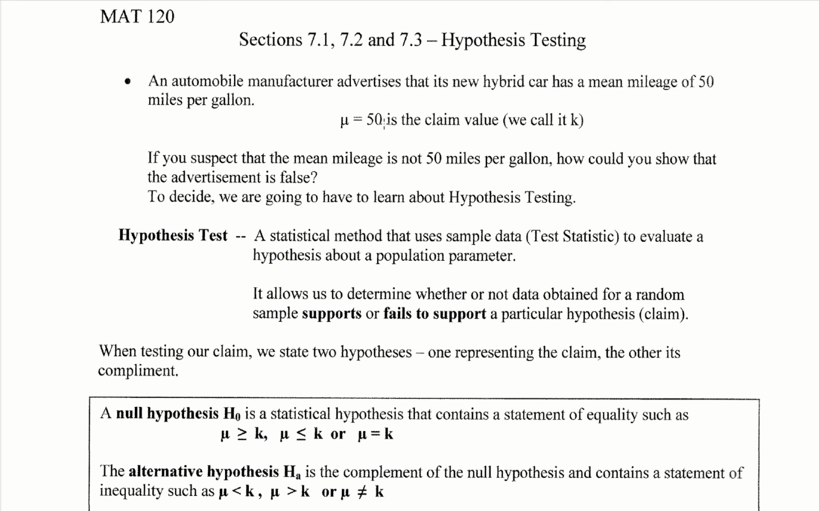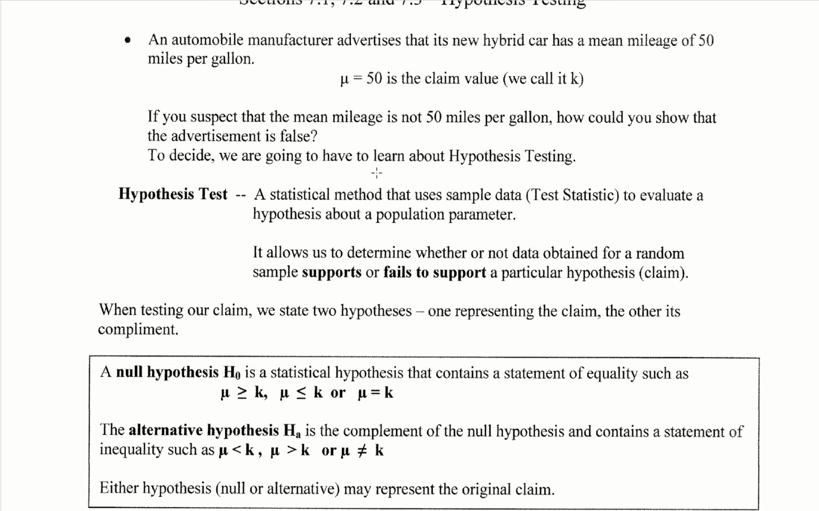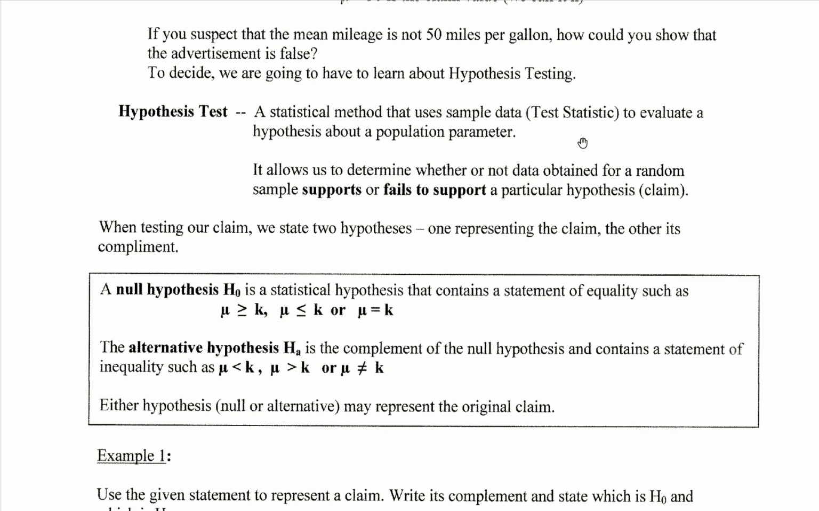That's what they claim. Now we could take them at their word, but what if we suspect that the mean mileage is not 50 miles per gallon? How would we be able to disprove that the advertisement is actually false? To do this, we're going to talk about hypothesis testing.